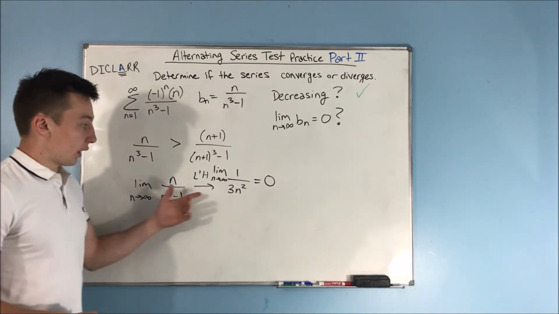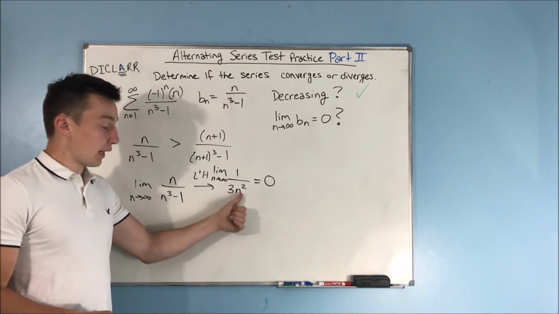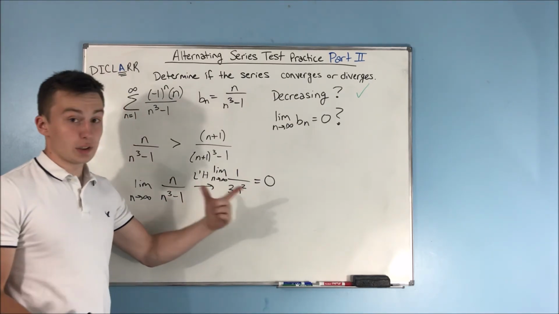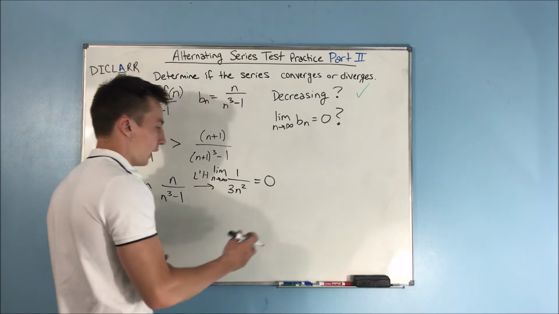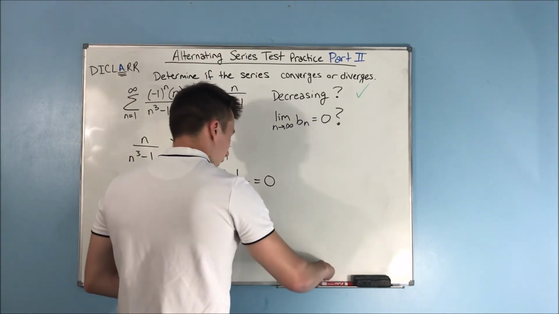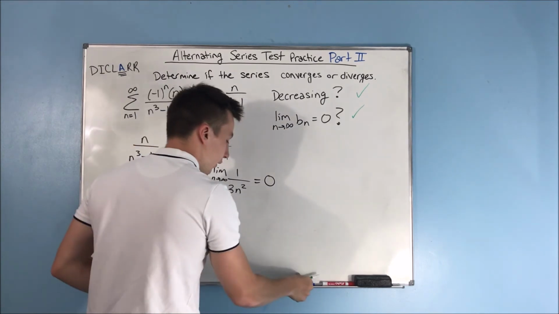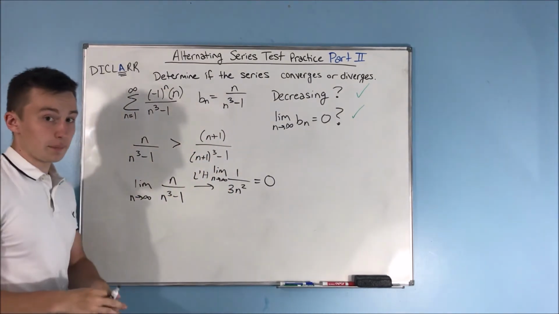So you see as n approaches infinity here, this is going to equal 0. You have an n squared in the denominator, so as n approaches infinity, you get an infinitely large number on the bottom, which of course means that your limit equals 0. So it passes both our conditions. That means that this series converges by the alternating series test.